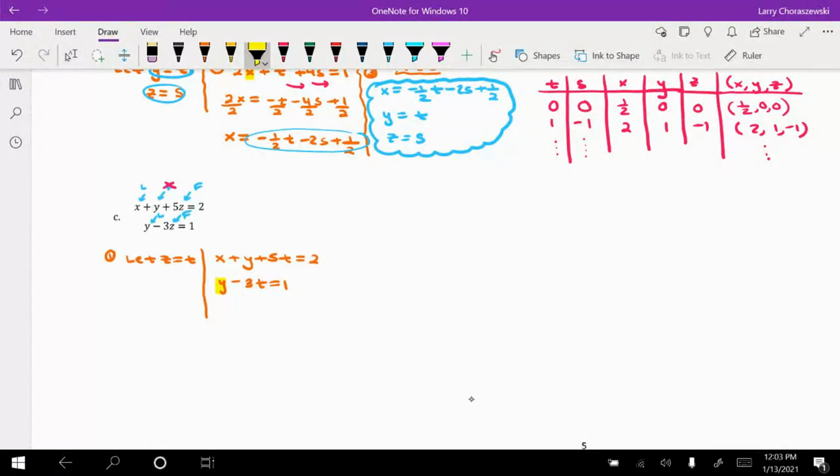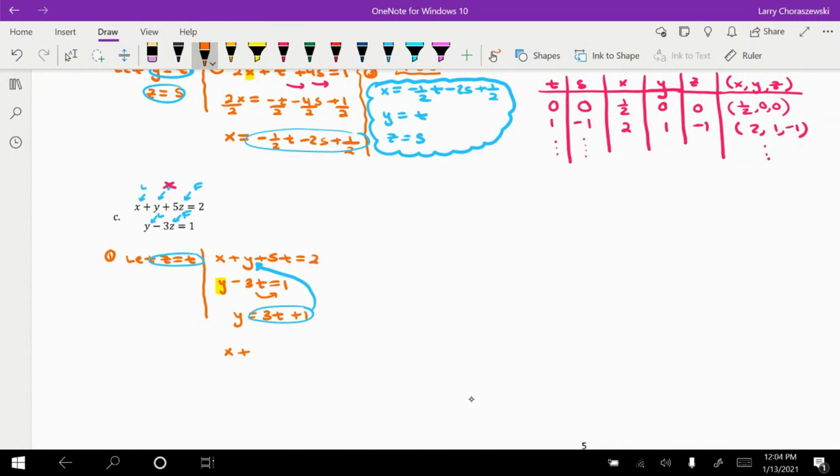Now I want to focus on the second equation. The second equation will allow us to get a parametric equation for y pretty much in one fell swoop. All right, just add 3t over, and we get a parametric equation for y. Okay, so parametric equation for z, parametric equation for y. And what do we do about x? Well, what we can do is, now that we know that y is equal to 3t plus 1, we could plug it back into that spot in the first equation.